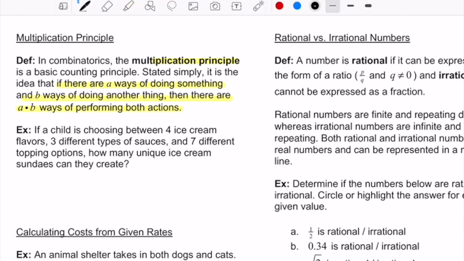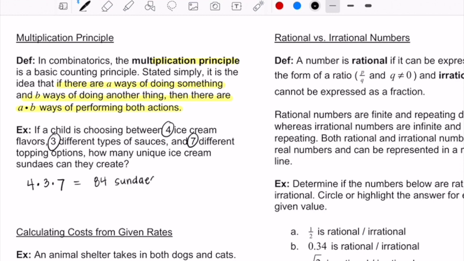And so here in this first example, it says that a child is choosing between 4 different ice cream flavors, 3 different types of sauces, and 7 different topping options. And the question is, how many unique ice cream sundaes can they create? So 4 options for the first, and then 3 options for the second choice, and then 7 options for the last choice. And so you'd multiply those together to find out that there are 84 total possible ice cream sundaes that can be made.